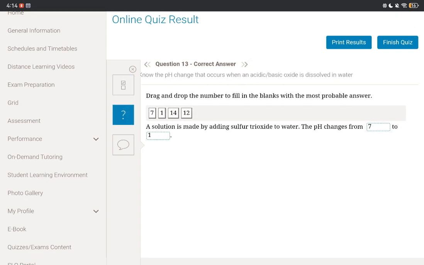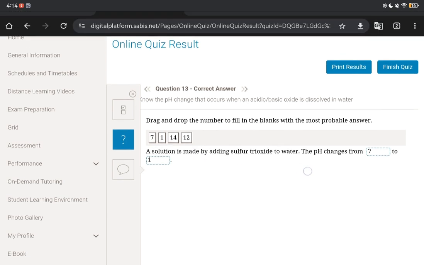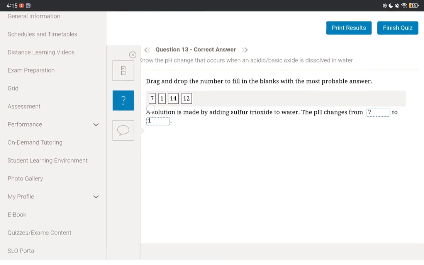The way you can tell, again, sulfur trioxide is acidic. So the way you can tell is just the one less than 7. It's the only one less than 7, which is 1.